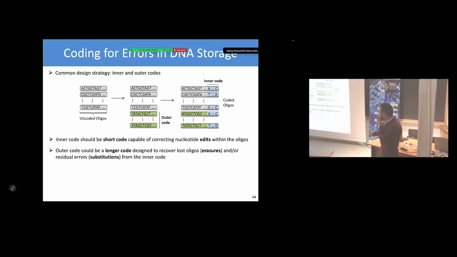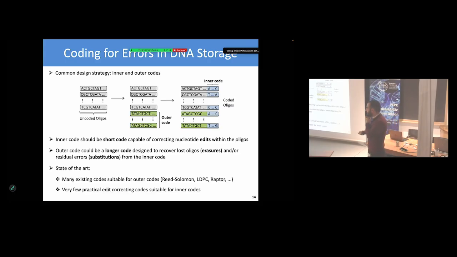So what is the state of the art here? We have many existing codes which are suitable for outer codes, like Reed-Solomon, like LDPC, like Raptor. These codes that many of you have heard about are suitable to be used as an outer code in DNA storage. They can address the bias issue and correct some substitution errors, but they cannot be used to correct deletions and insertions. So there are very few practical edit correcting codes suitable for inner codes.